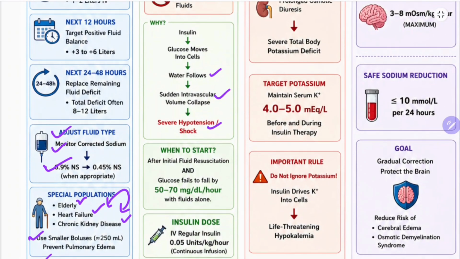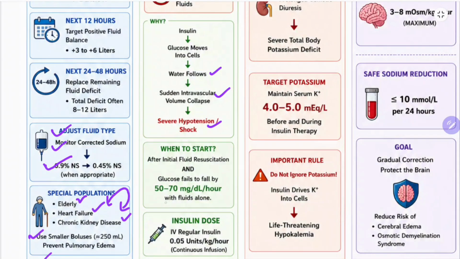So when to start, then? After initial fluid resuscitation, when glucose fails to fall by 50 to 70 milligrams per deciliter per hour with fluids alone. So insulin should be started only when the glucose does not fall by 50 to 70 milligrams per deciliter every hour. If the glucose is falling less than 50 milligrams per deciliter per hour, then only you should start insulin in these patients. Okay, 50 to 70.